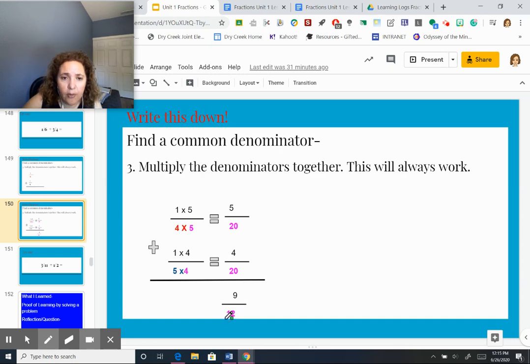Oh, how did I get 12s here? There's a mistake there, right? That should be 20ths, 9/20. See, even teachers make mistakes. When I did my slideshow, I made a mistake there. So it should be 9/20 is my answer. All right.